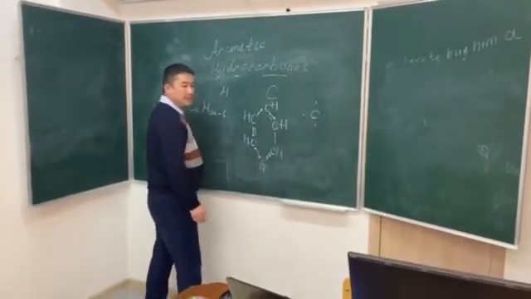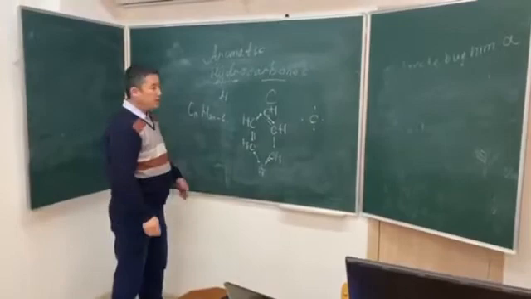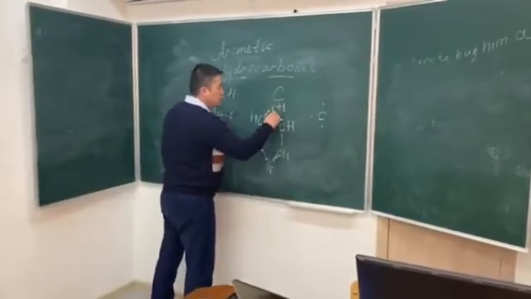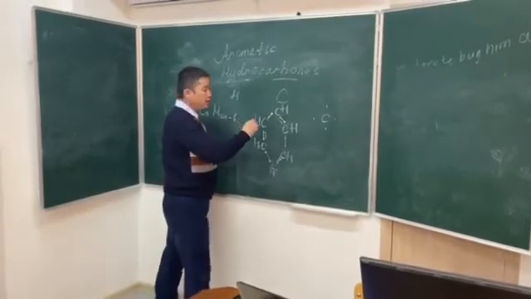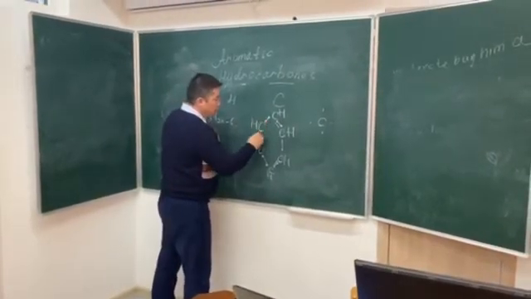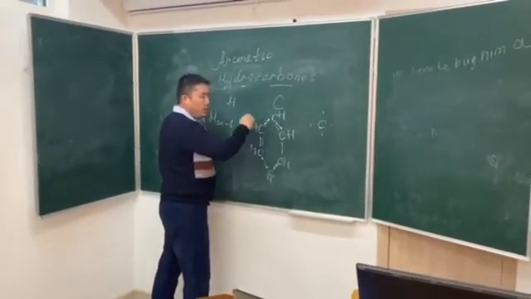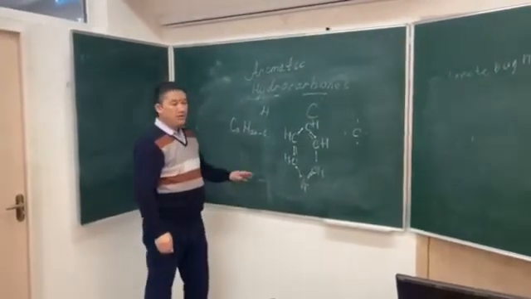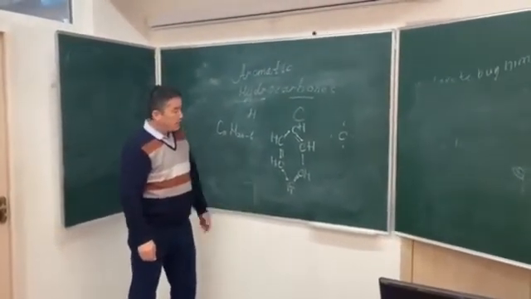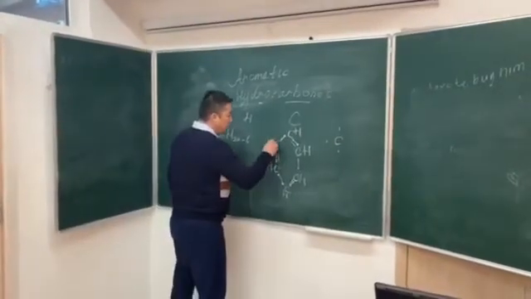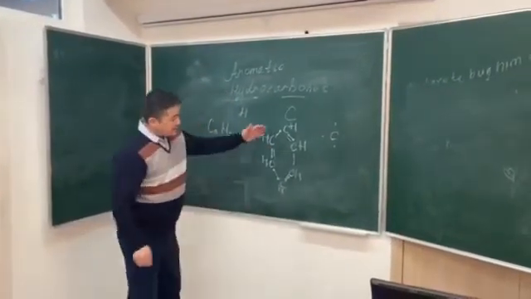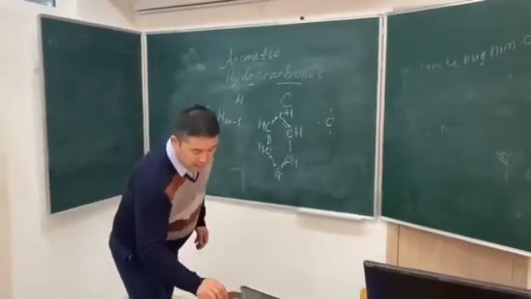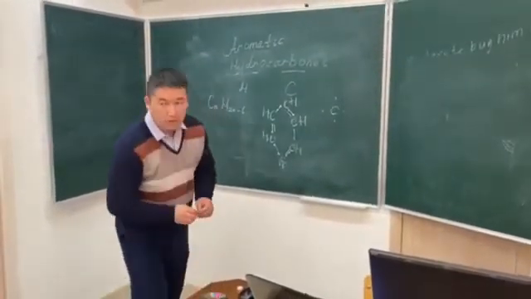So let's count the electrons. For example, 1, 2, 3, 4. It means we completed the 4 electrons. We fulfilled the 4 electrons: 1, 2, 3, 4. Okay, this is benzene. This is the structural formula of benzene. Benzene is like a ring.